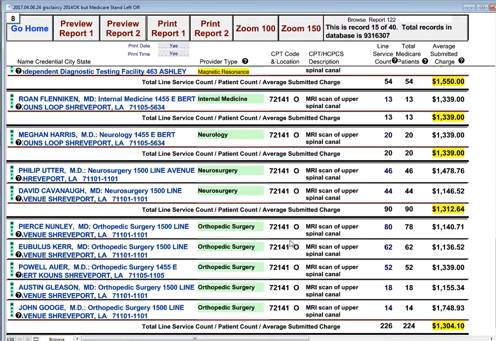Also note you don't see orthopedic surgeons reading MRIs at a facility, because I doubt that a facility would hire an orthopedic surgeon to read an MRI. They're going to have a radiologist do that. And the same thing on the neurosurgeon. These individuals very likely have a clinic in which there is an MRI machine.